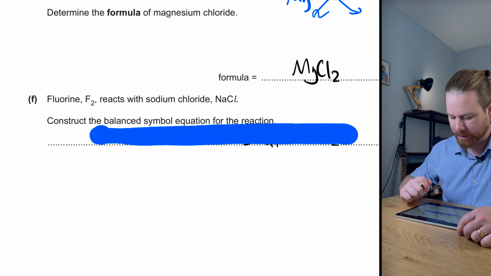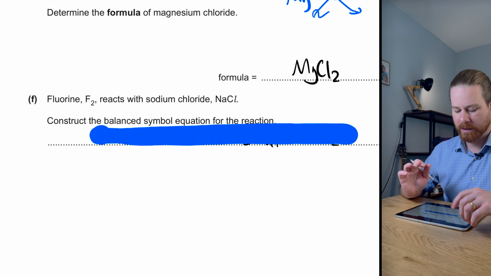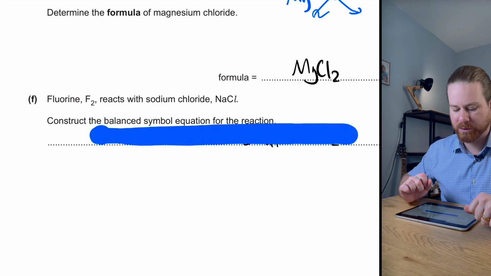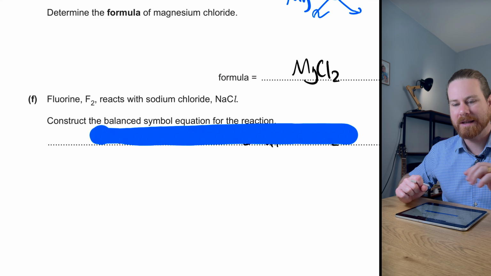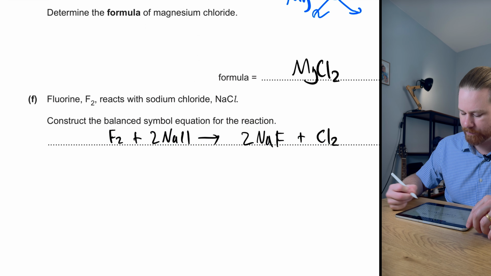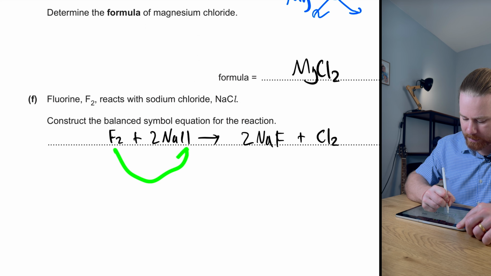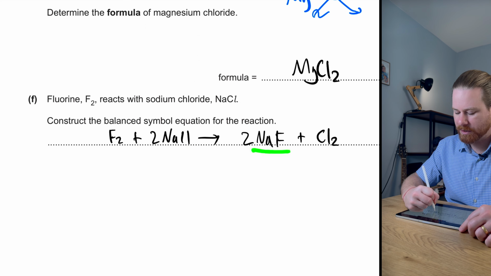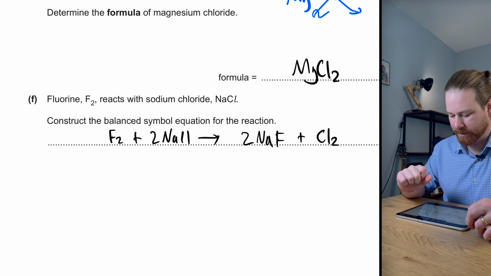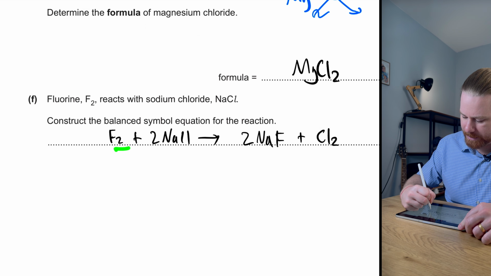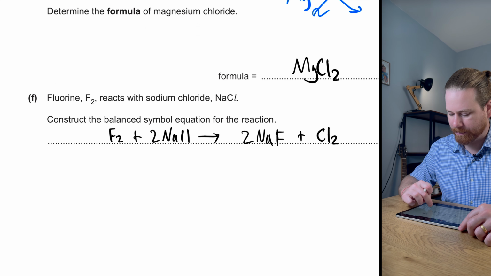Okay, fluorine reacts with sodium chloride. Construct the balanced symbol equation for this reaction. So this is the displacement of halogens. At the top, they are the most reactive. So fluorine's at the top, is the most reactive. So it's a displacement reaction. The fluorine is kicking out the chlorine, as we can see here. So the fluorine is kicking out the chlorine to make sodium fluoride, and then the elemental chlorine is getting formed. But because we've got these little 2's here, then we need to add the big 2's over here. Happy days.